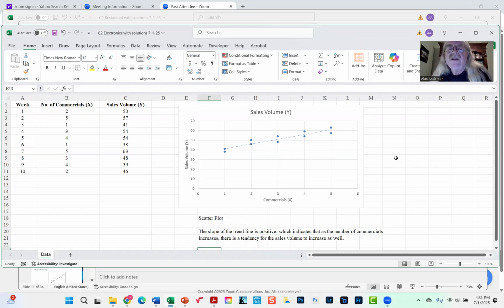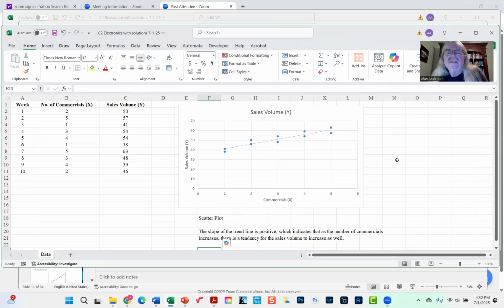But for now, it's enough to note that it's pretty clear that as we keep increasing the number of commercials, we're also increasing the sales volume. Now, of course, what remains to be determined is how much extra revenue am I getting and how much am I paying for these commercials. But right now, we do know that more commercials leads typically to more sales volume.